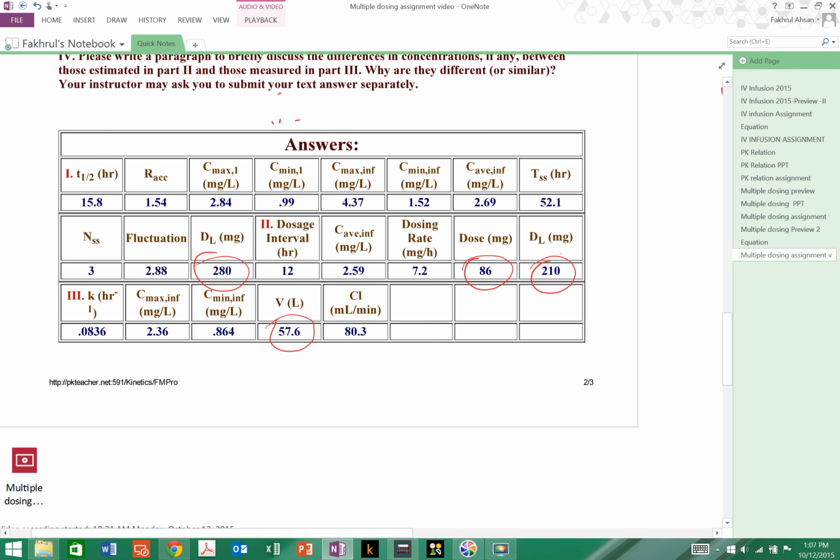So you can do some calculation on this, but I'll discuss this more in multiple dosing, or Dr. Al Ahmad will discuss.